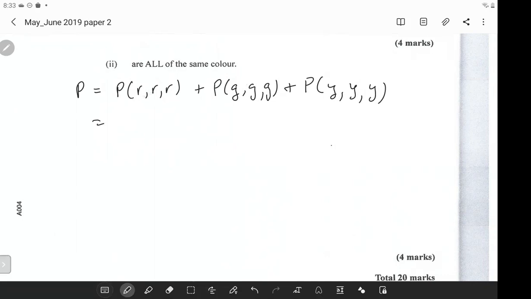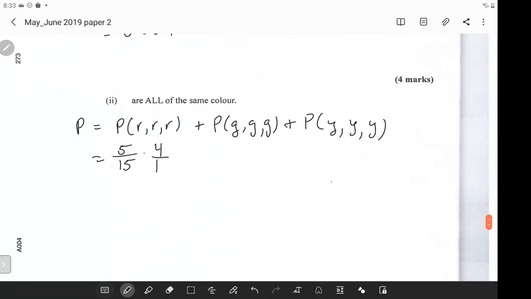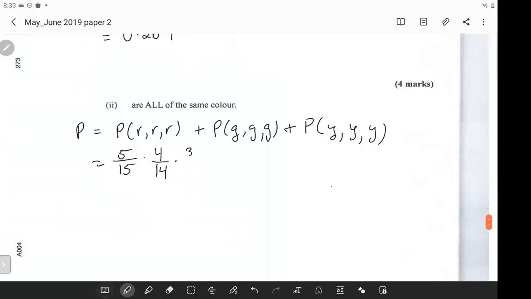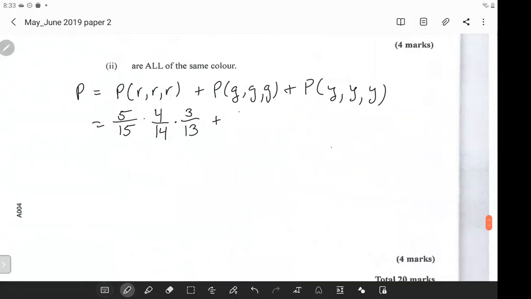Well, the probability of choosing the first one red is like 5/15 times, right? Because we have 5 red, 4/14, because we already take out 1 and we have 4 reds remaining, times 3/13. So that's our first one. Plus, now we put back everything and we want to choose all green. So how many greens do we have? We have 6 greens. So we have 6/15 times 5/14 times 4/13, plus we put back all and we want to do yellows now.